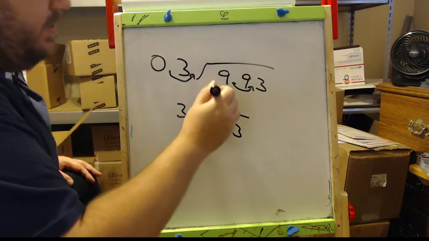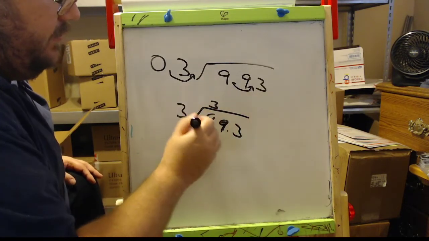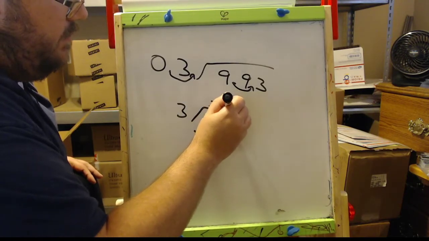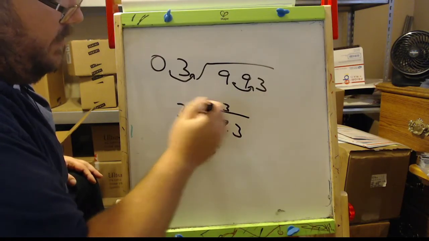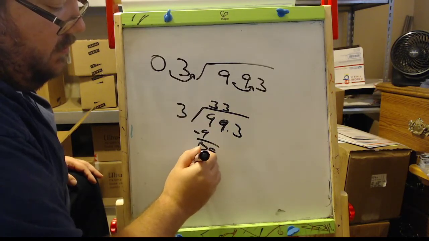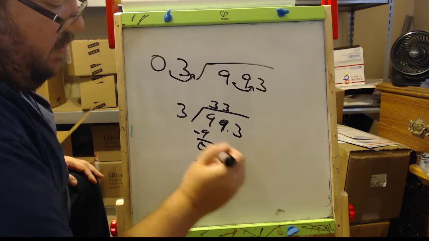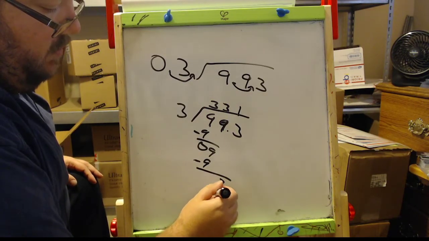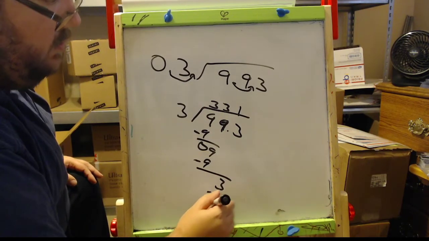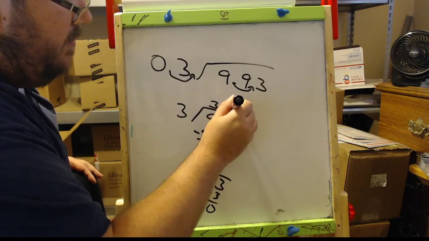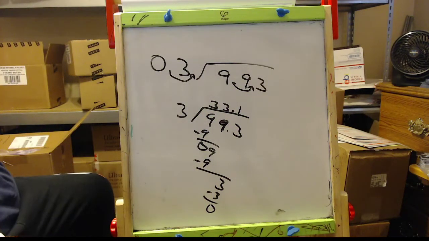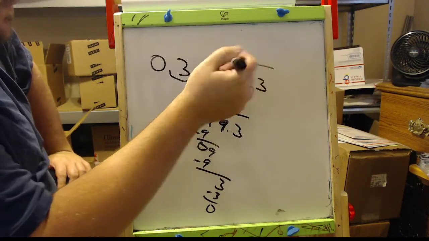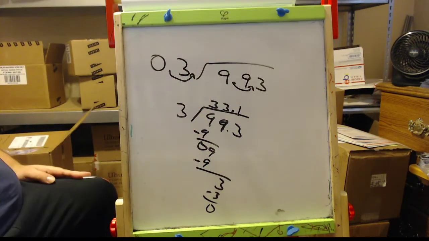So 3 goes into 9 3 times. 3 times 3 is 9. 0. 3 goes into 9 3 times. 3 times 3 is 9. Bring that down. 3 goes into 3, 1. 3 minus 3, 0. And bring the decimal up. And your answer is 33.1. And you could test it out in your calculator.